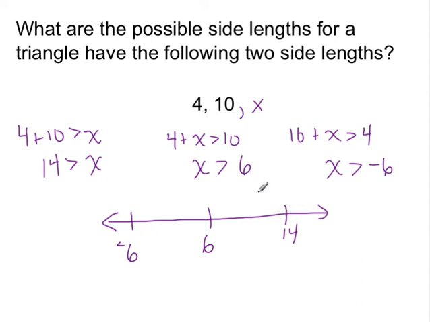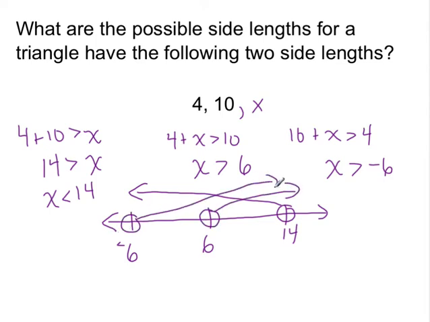So I'm going to restate this with x on the left because I think it makes more sense. X has to be less than 14. X has to be greater than 6. And x has to be greater than negative 6. The only place that works is in between 6 and 14. All three statements need to be true. So therefore, x is between 14 and 6.